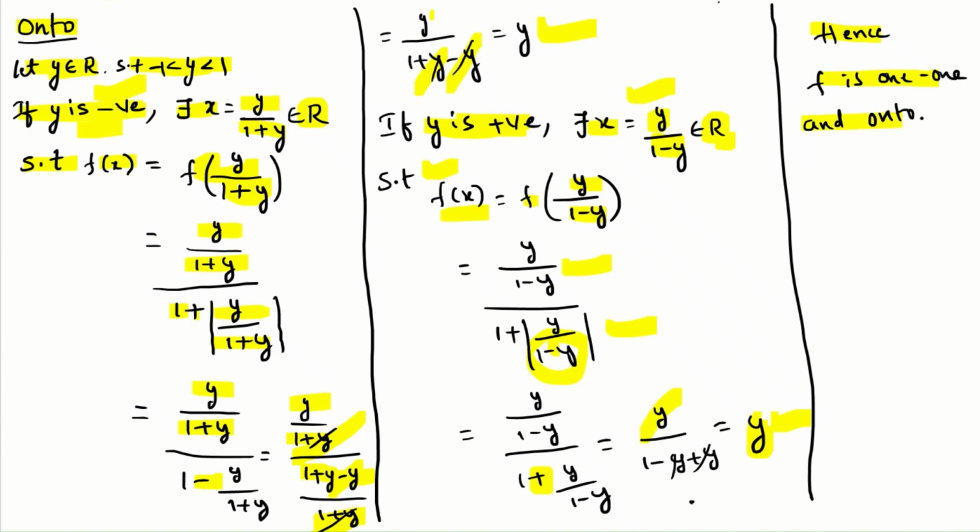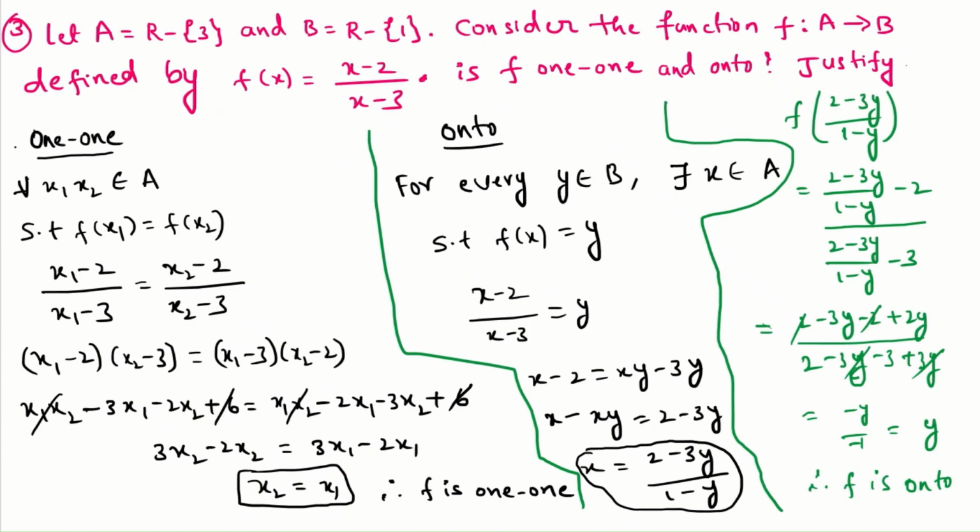Okay, let's move to the next one, the last one. Let A be the set of real numbers except 3 and B be the set of real numbers except 1. Consider the function f from A to B defined by f of x is equal to x minus 2 by x minus 3. Is it one-one and onto? We have to justify the answer.